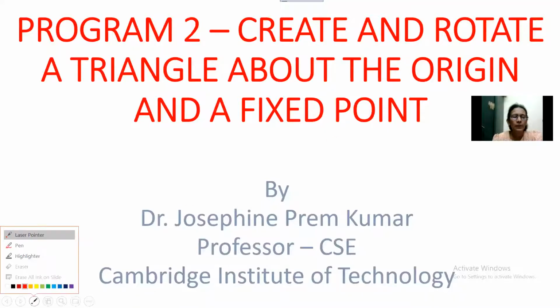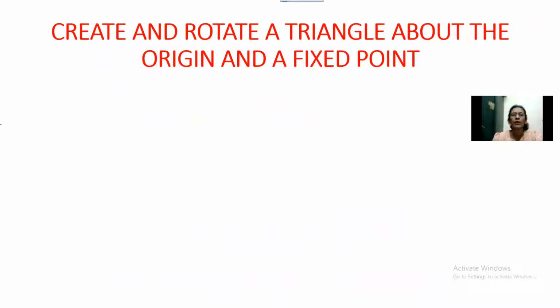So, what is it that we are going to do? We will first draw a triangle. Then we will take the input from the user, whether he wants to rotate it about the origin or the fixed point. Now, suppose he takes about the origin, then we will rotate this about the origin.